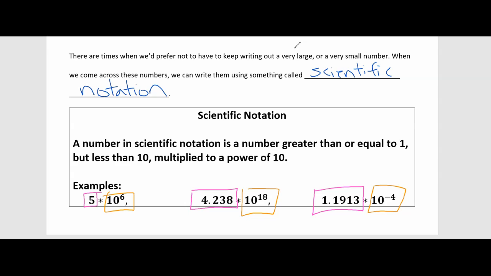If I have something like 3.5 times 9 to the power of 8, it's not in scientific notation, because that is not being multiplied by a power of 10. It's being multiplied by a power of 9. If I have a number that's not between 1 and 10, like 20 times 10 to the second, that is not in scientific notation, because 20 is not between 1 and 10. I hope I said 1 and 10 before, not 0 and 10. It's got to be between 1 and 10.